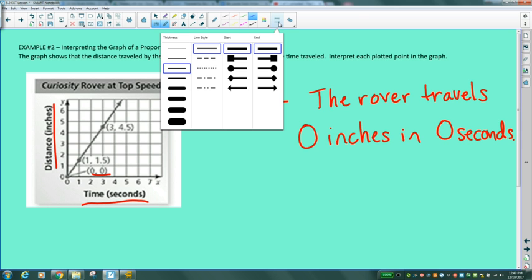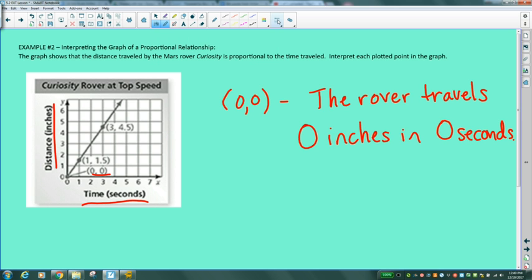Then we have another point. Our second point is 1, 1.5, or 1 5/10. We have to interpret what this means. Again, we need to identify what it is talking about. Are we talking about seconds and distance, or inches? Well, the 1 relates to the seconds, and the 1.5 relates to the inches, because your x is your time and your y is your inches.